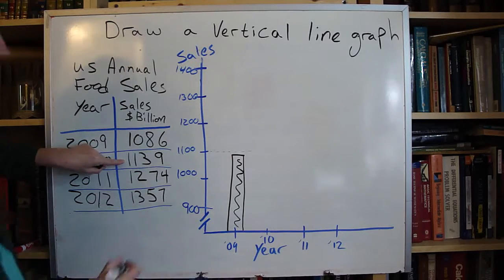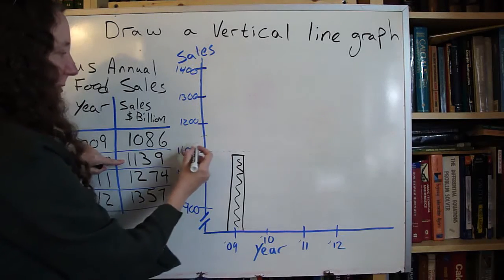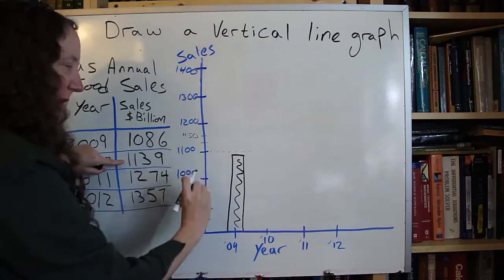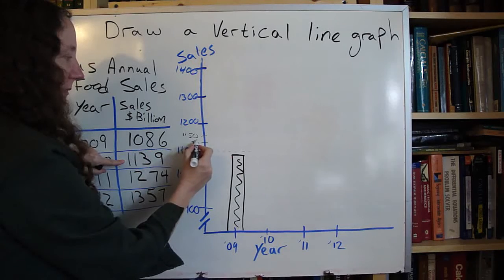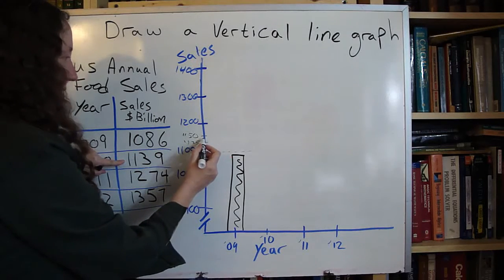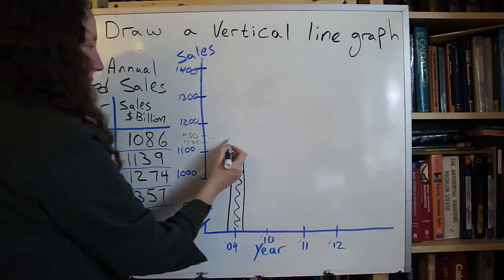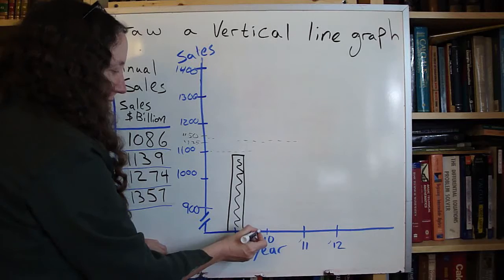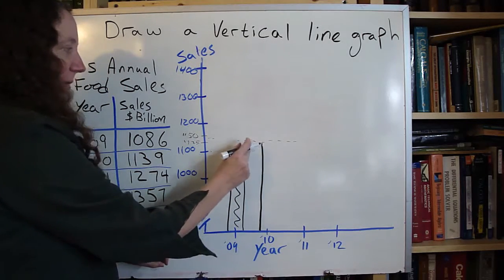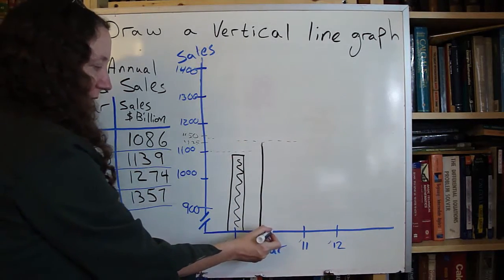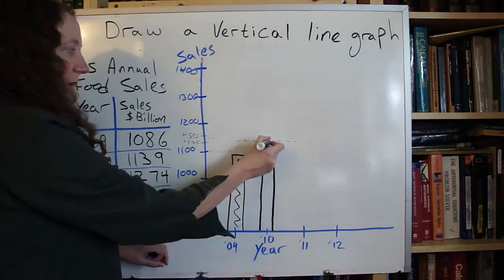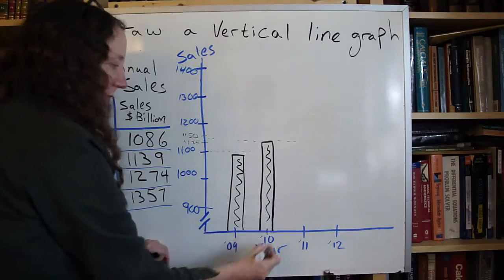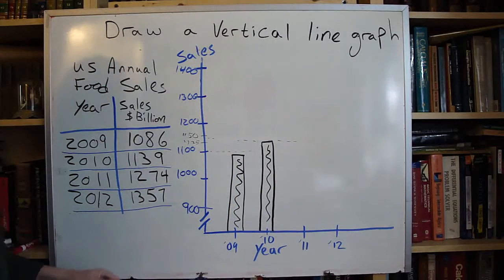1139. Yeah, 1139 right here would be about 1150. So 1125 would be about halfway between them. 1139 would be about halfway between that. So I am drawing a dotted line over. This is my estimate, that dotted line, so I'm taking my solid lines all the way up to that estimate and drawing my line up to there. And there is my second bar for my bar graph.